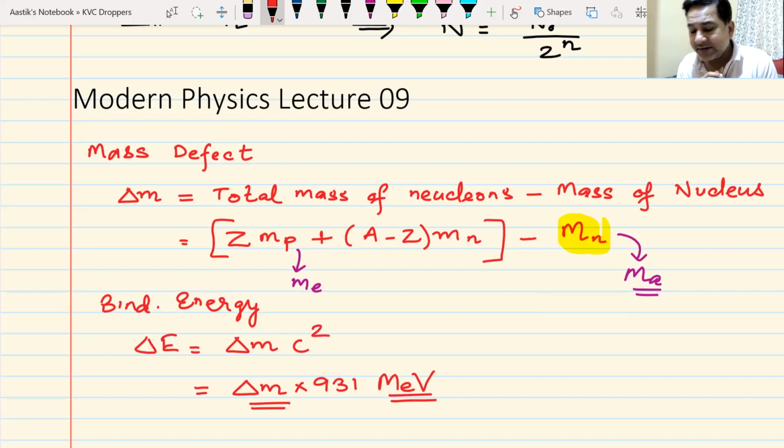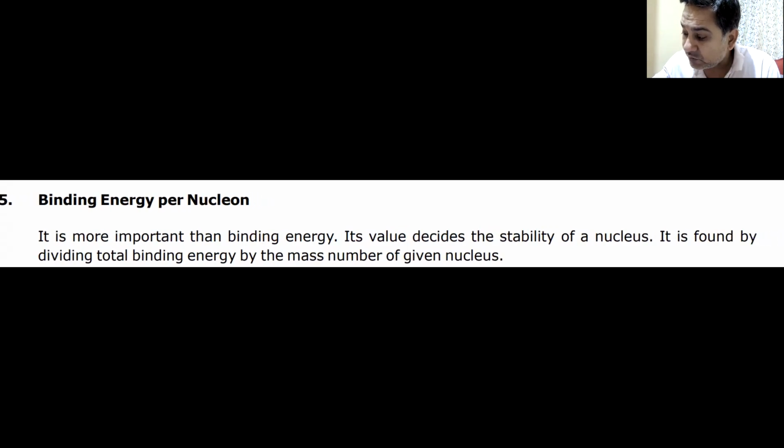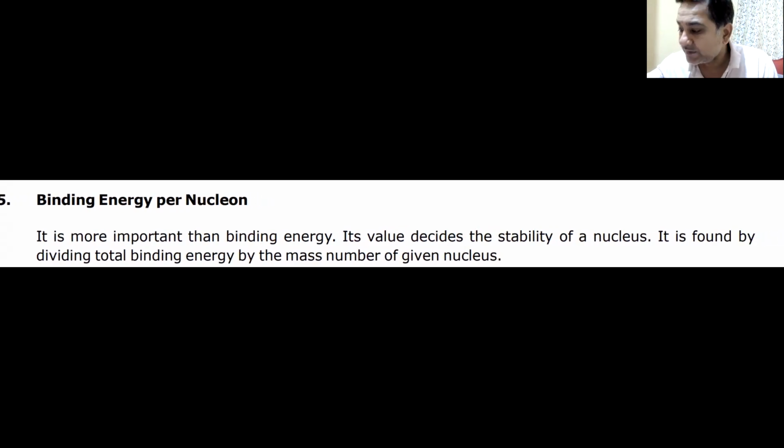The only thing that decides how stable the nucleus is, is not the binding energy, but something else that decides how stable the nucleus is. And this thing we have already discussed previously, which I said that I will be coming back to. The factor that decides whether the nucleus is stable or not is not binding energy, but binding energy per nucleon. Do we understand this?